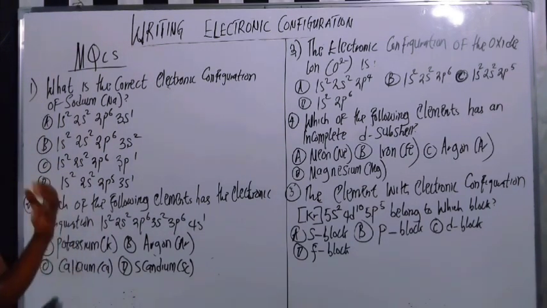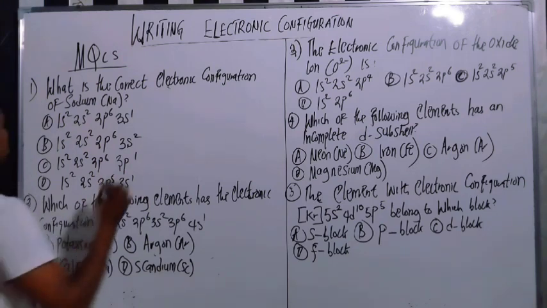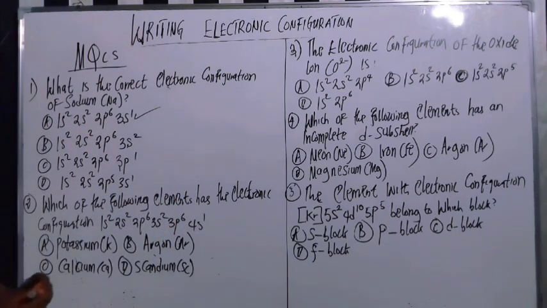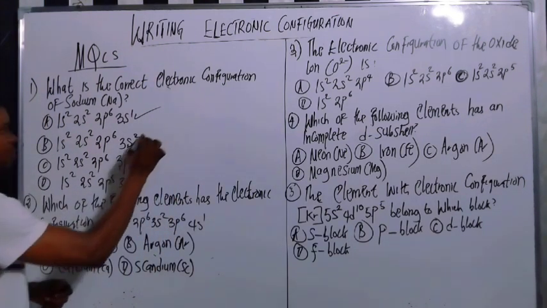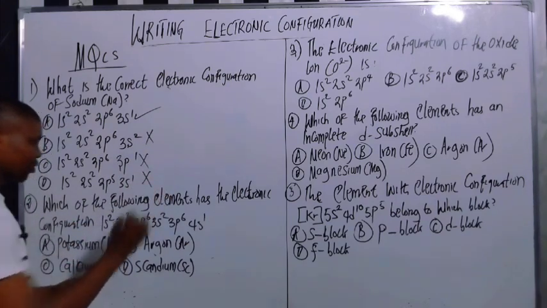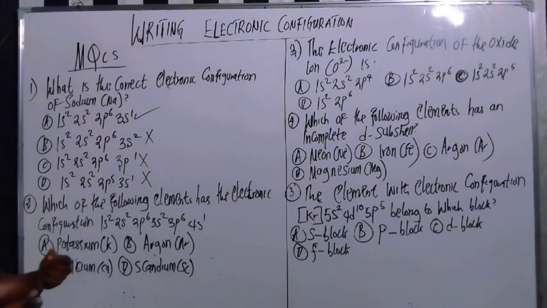What will be the correct one? Remember, we are doing 4. So the answer is going to be what? A. A is the correct one. This is wrong, this is wrong, and this is wrong. Do you see that? Now, look at this other one here.